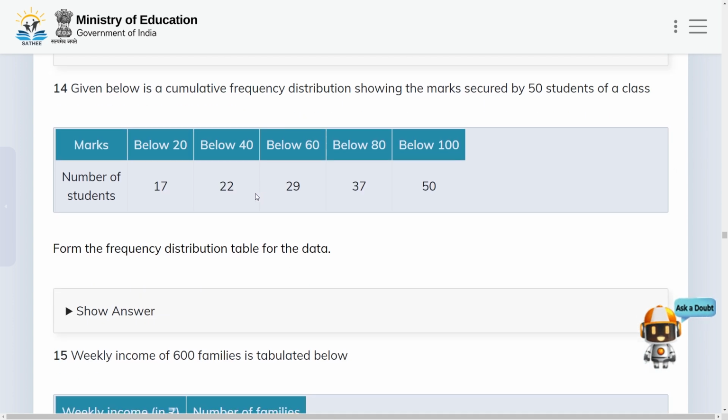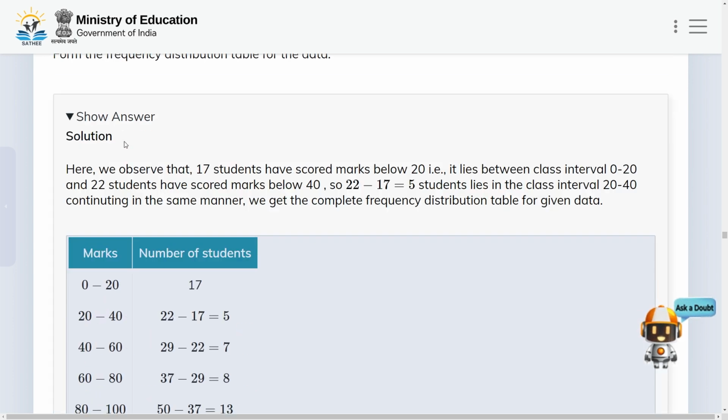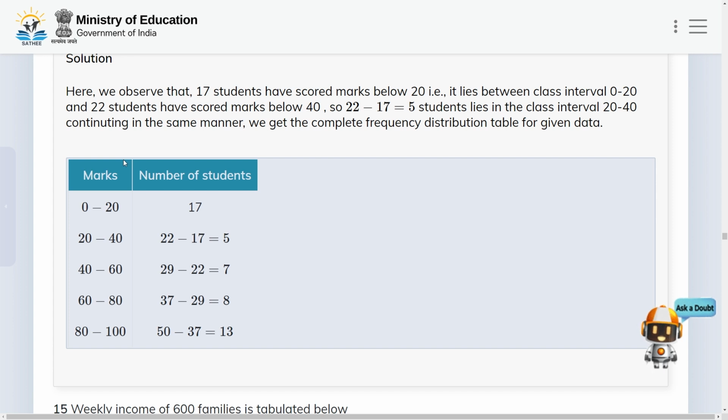Okay, so now let us move to the next problem. Given below is a cumulative frequency distribution showing the marks secured by 50 students of a class. Here we have to form the frequency distribution table for the data. We observe that 17 students have scored marks below 20, that is, they lie in the class interval 0 to 20, and 22 students have scored marks below 40. So 22 minus 17, that is 5 students, lie in the class interval 20 to 40. Continuing in the same manner, we get the complete frequency distribution table for the given data.